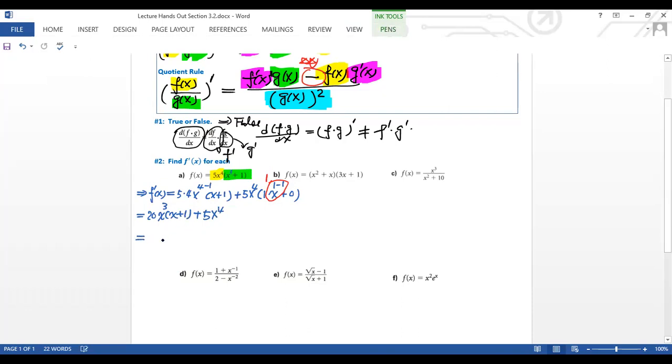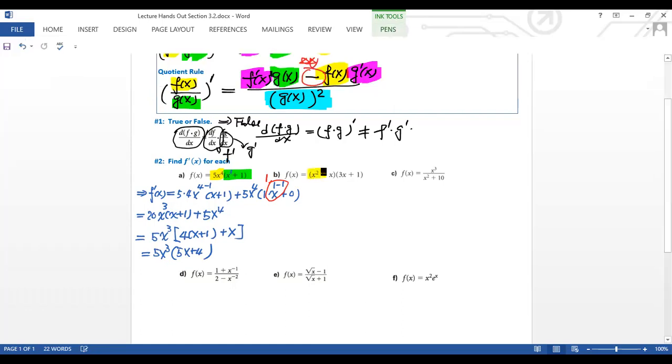Some people might want to simplify a little bit, that's fine. You can take out 5x^3. So what does this have here? This has 4(x plus 1) plus 5x^3 times x here. So you can simplify this to 5x^3 (4x plus 4 plus x), so it's 5x^3 (5x plus 4). Or you can just leave it like that. All right.